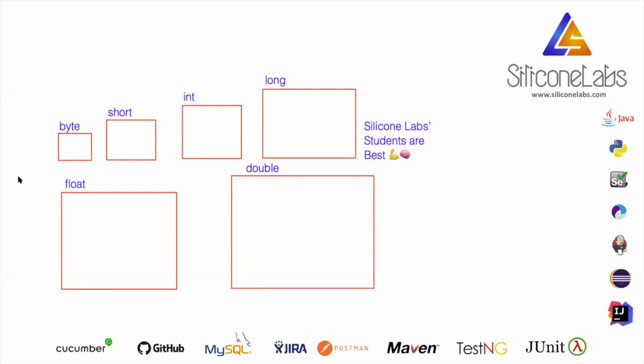In this picture, you can see the different sizes of different data types. If you look at the byte, it's comparatively the smallest data type. And we have short, which is one step longer, one step bigger than byte. We have integer, long, float, and double, and they are increasing in different sizes.